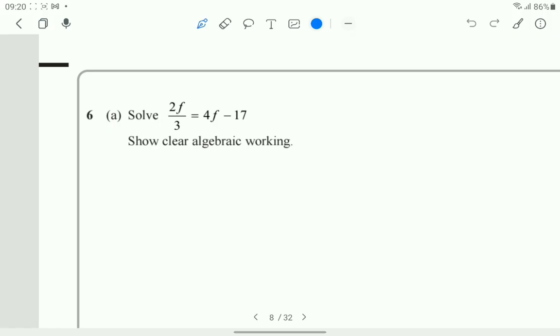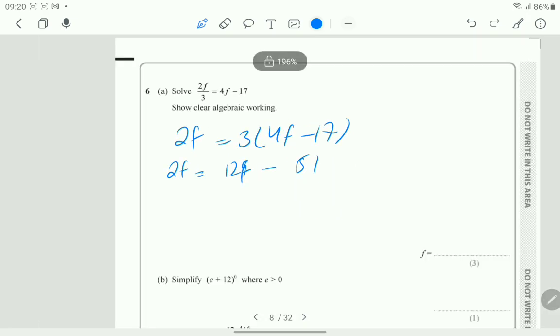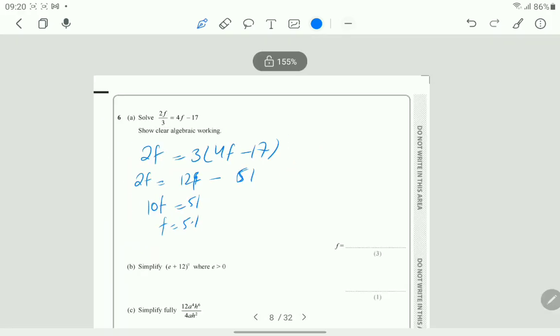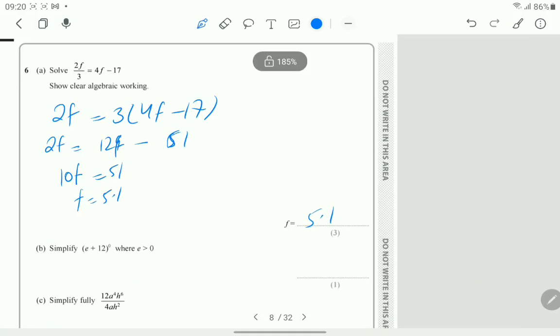Now moving on to question 6a. Solve 2f over 3 equals 4f minus 17. Simple stuff. So 2f equals 12f minus 3 times 17. 17 into 3 is 51, so it will be 10f equals 51, f equals 5.1, if that is okay. Yeah, that's our answer.